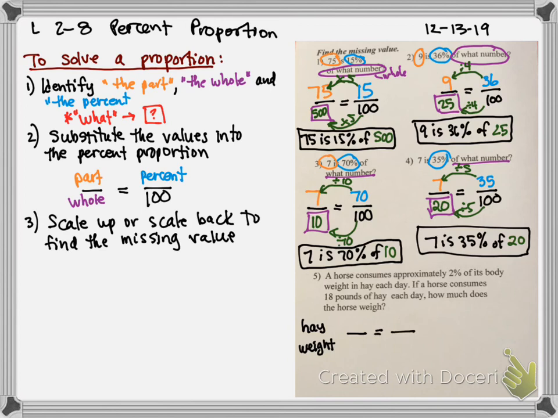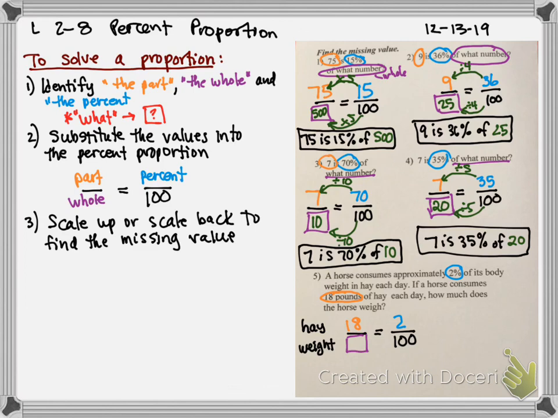So percent again, super simple to discover. Oops, forgot part of my frame. Slipping. There we go. So we've got 2%, so that's got to go over the 100. So the horse consumes approximately 2% of its body weight in hay each day. If a horse consumes 18 pounds of hay, so that 18 pounds corresponds to the 2%, because both of them deal with hay. This is how much does the horse weigh. So that's what's our mystery number.